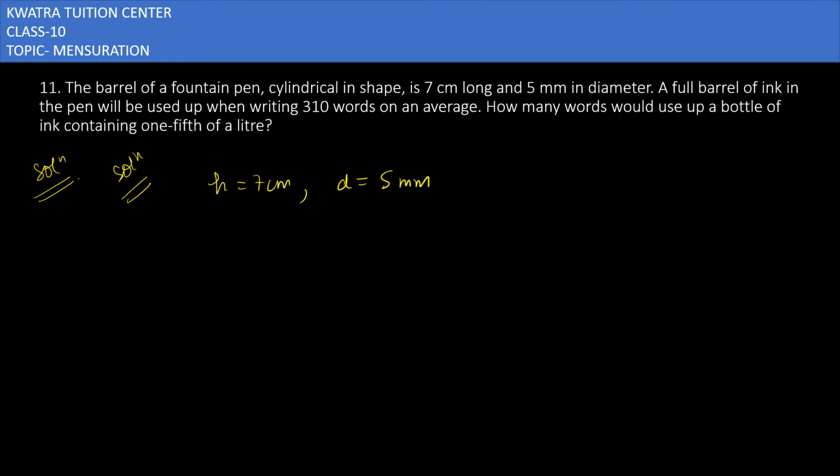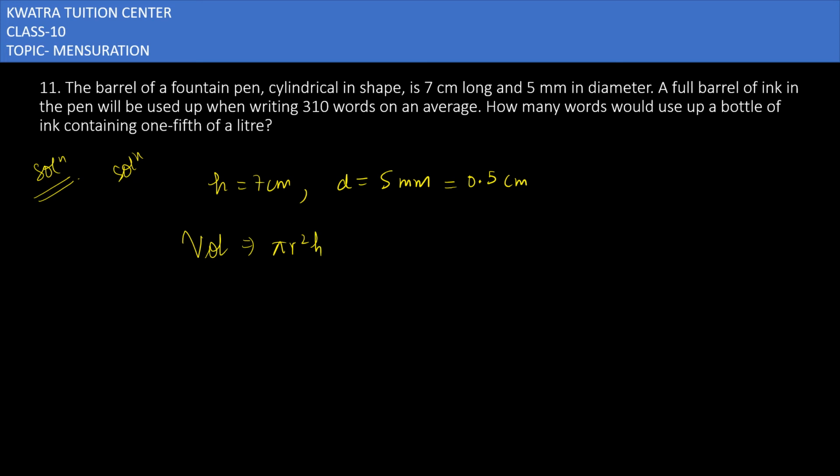You can convert mm into centimeter first. So it will give you 0.5 centimeter. And then they are saying a full barrel can be used for writing 310 words on average. So first we have to find the volume, that is how much is there inside it, so that we can write that much.